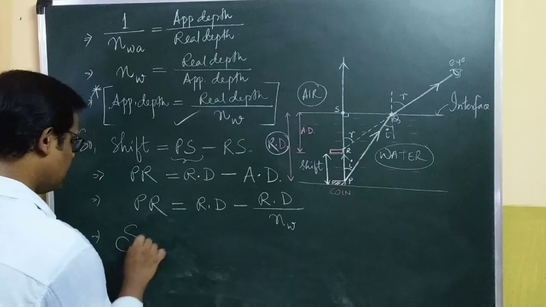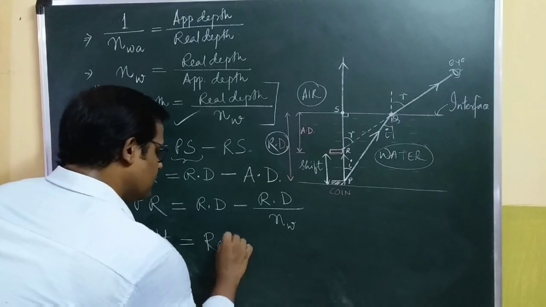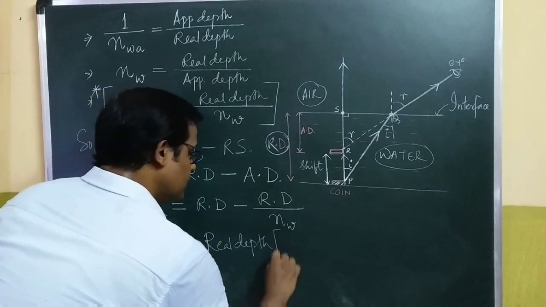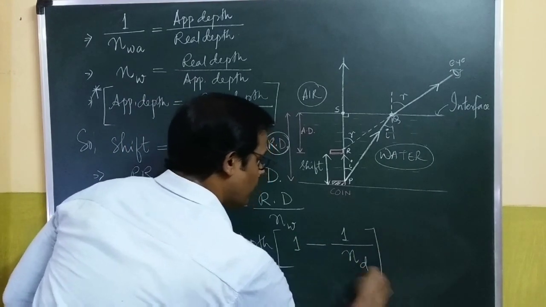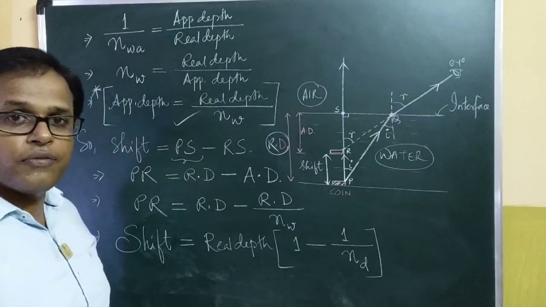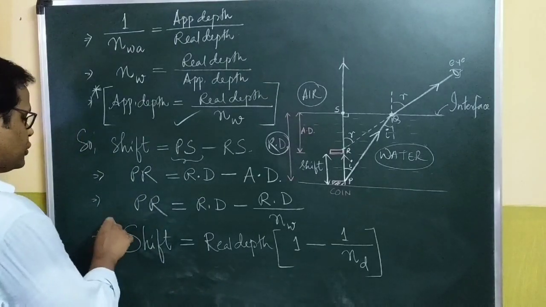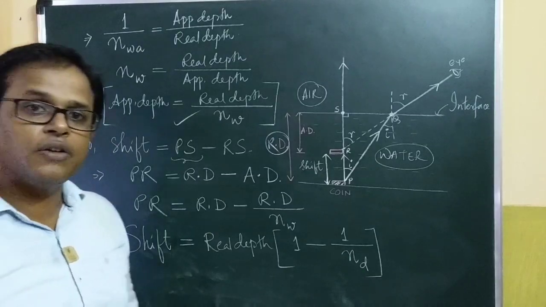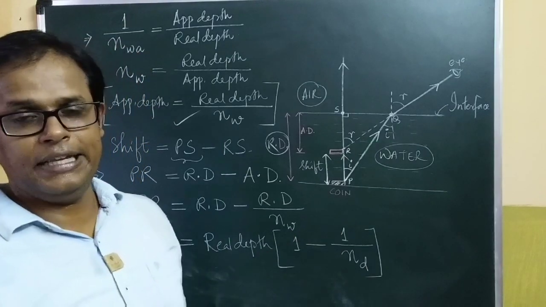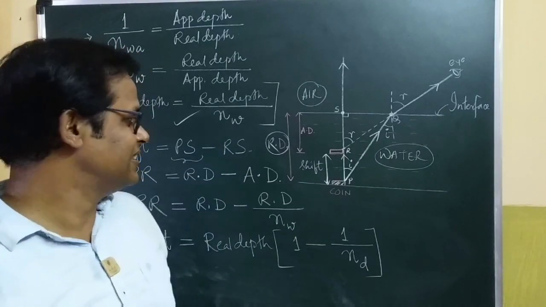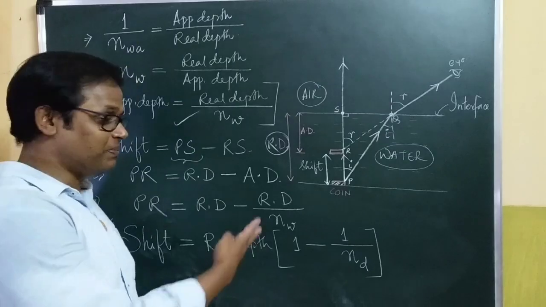So we can say the shift is equal to the real depth into 1 minus 1 by ND, where ND represents the refractive index of the denser medium in concern. This is the shift you will find in the position of the image: real depth into 1 minus 1 by ND. Is that clear, my dear? Hope I am clear. Okay, I hope I am helpful to you.